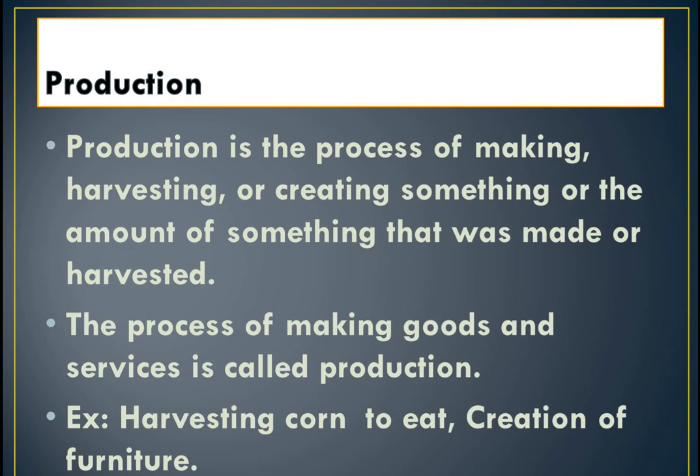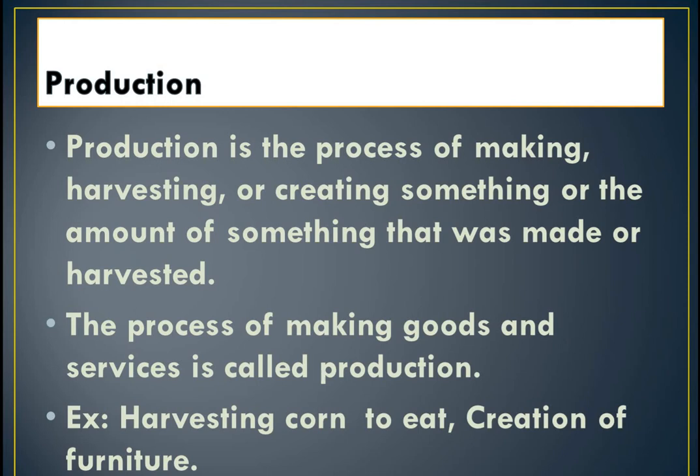Next concept we are going to study is production. After consumption, we have production. Production is the process of making, harvesting, or creating something, or the amount of something that was made or harvested. Production means the process of making goods and services. In simple words, the process of making goods. Process of making goods means process of producing goods, process of creating goods and services is called production.